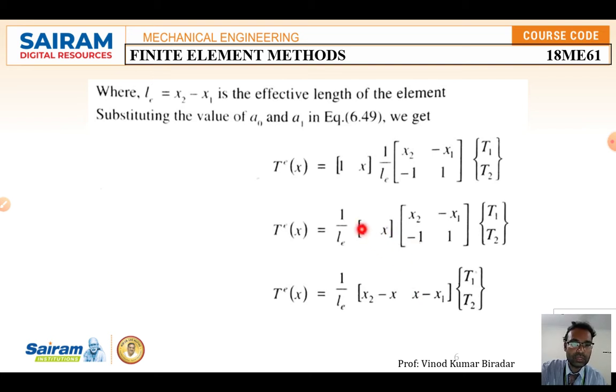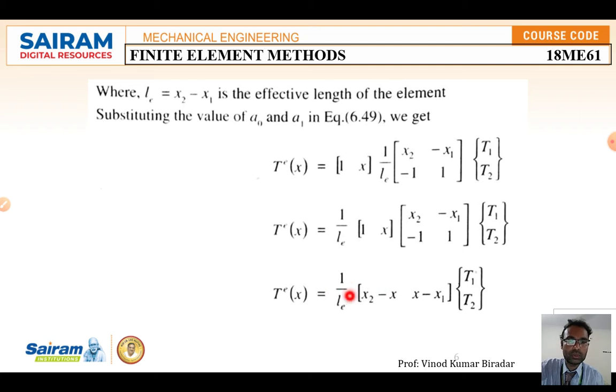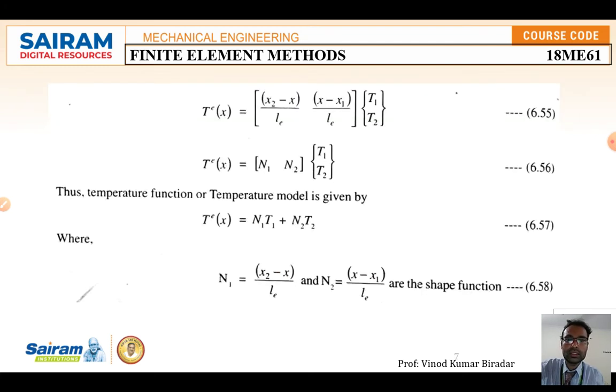Once you multiply the first row first column and second row second column, you are going to get x2 minus x, and x minus x1. So T of x is equal to (x2 minus x) by Le and (x minus x1) by Le, times T1, T2. Give this equation a number.